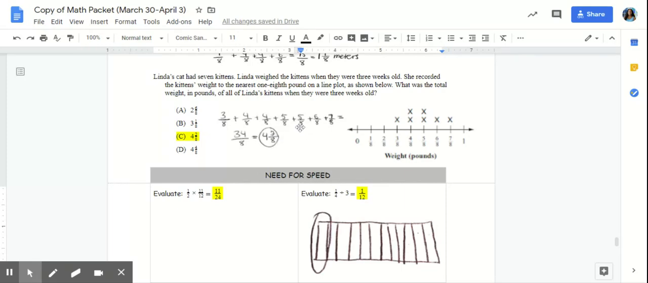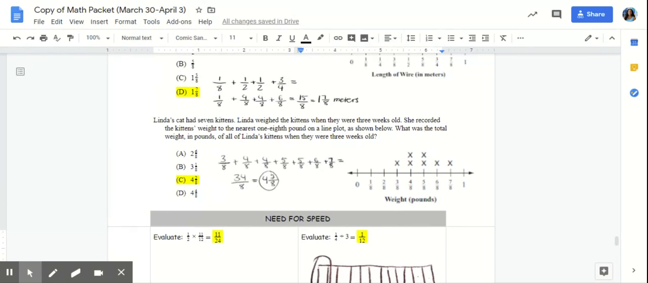So here is the same concept, except here you notice that we don't have to convert or make equivalent fractions. In the problem ahead, we did. We were not able to add unlike units, so we had to make equivalent fractions. Here, we can just add up all of our fractions together. We're going to get 34/8, which equals 4 2/8 for our mixed number. And your correct answer would be C.